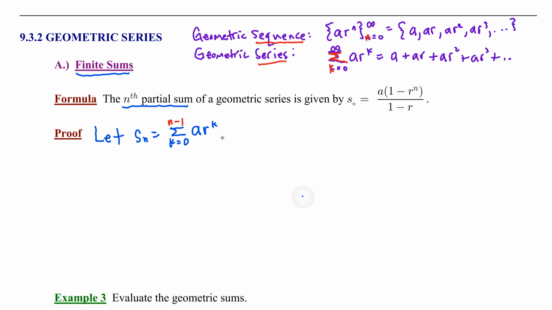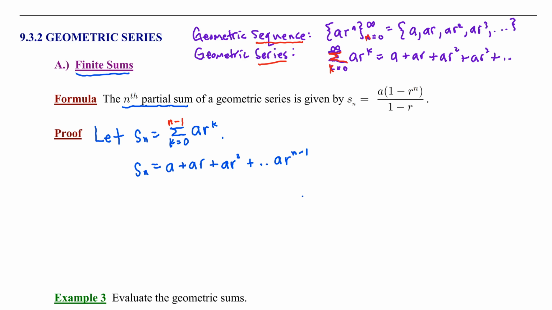Now, if we begin expanding this particular formula, plugging in first of all the index k equals 0, the first term is a. If k equals 1, the second term is a times r. Then we would have a times r squared plus, and we would continue this until we get to our upper limit of summation, which we have defined as n minus 1. So this is the expanded form of our nth partial sum.